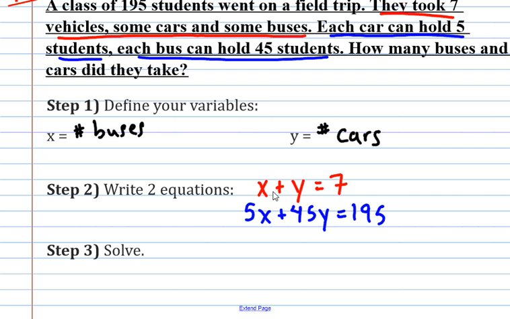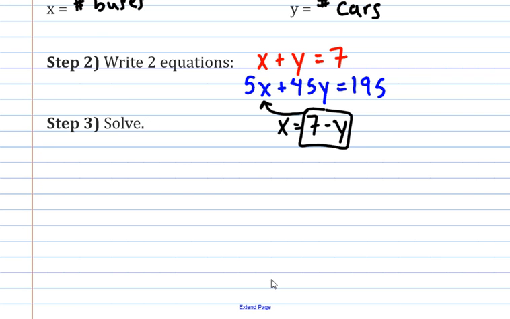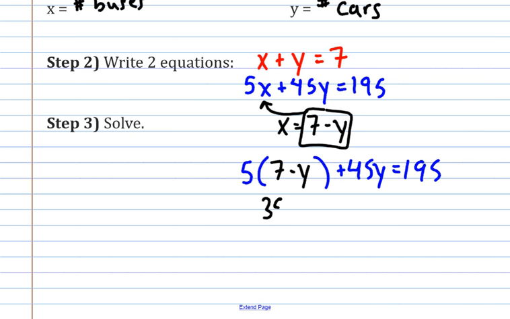And now I go ahead and solve. Probably one of the top x or top y are going to be the best to solve for. Maybe x is equal to 7 minus y. Then I'm going to take that and I'm going to substitute it right in there. So I then would get 5 times parenthesis 7 minus y plus 45y equals 195. Go and distribute through. You get 35 minus 5y plus 45y equals 195.